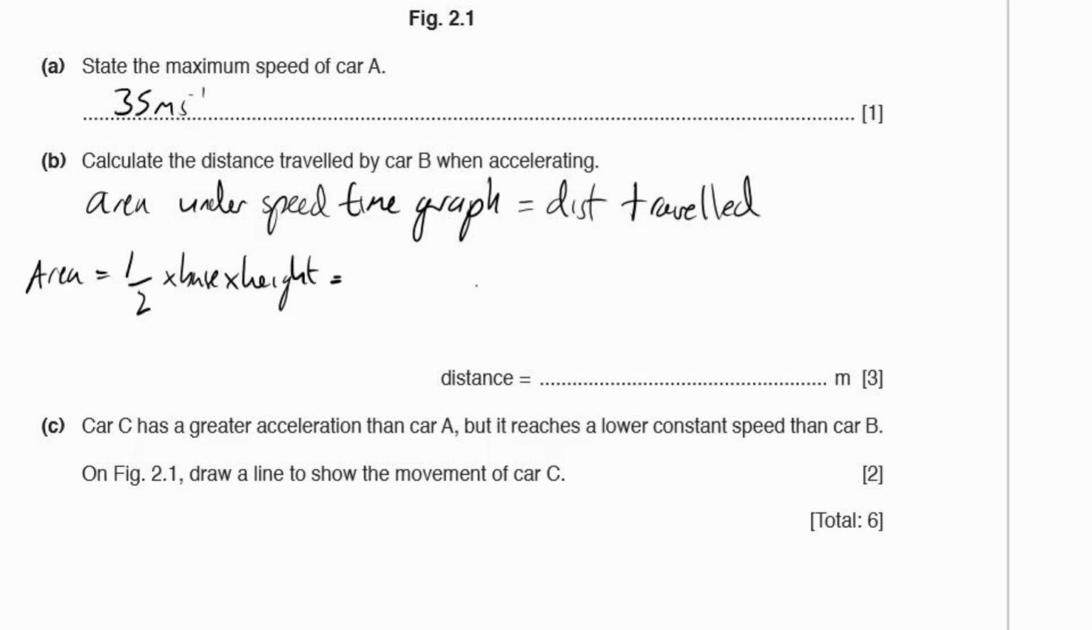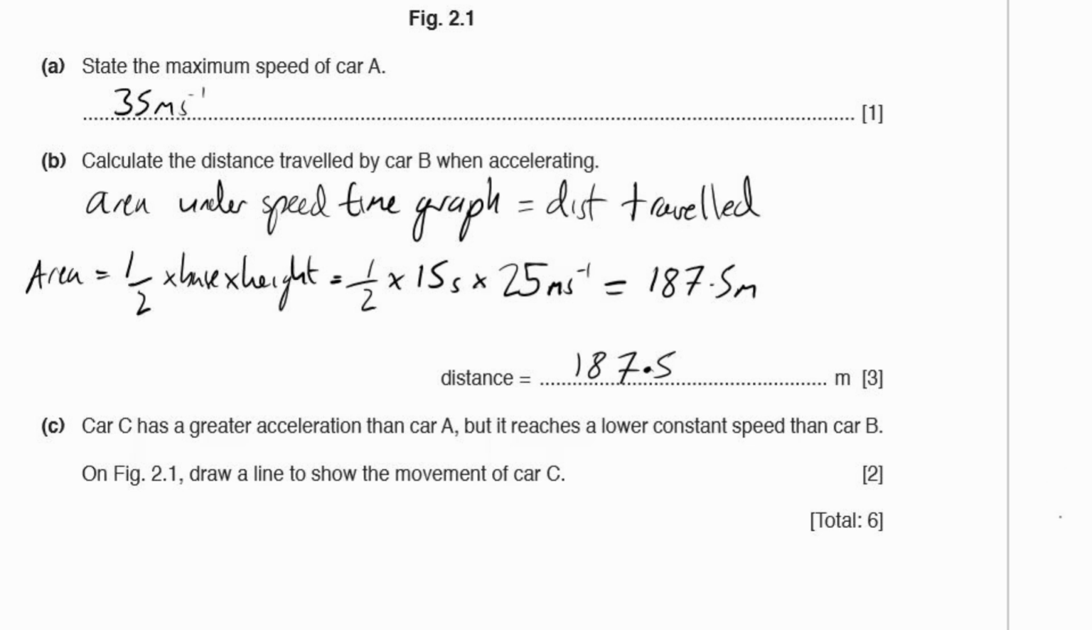So the area of a triangle is 1/2 times base times height. That's 1/2 times 15 seconds times the height of 25 metres per second. Which gives a value of 187.5 metres. Make sure that decimal point's nice and visible. There we go. Part C.